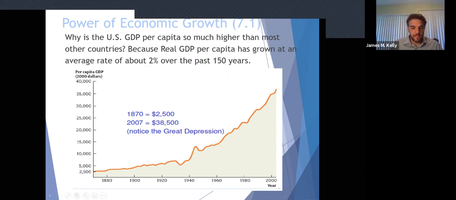All right, so that's the power of trying to promote growth in your economy, even if it is a seemingly small increase in the growth rate. If that small increase in the growth rate persists over long periods of time, then it can really lead to large changes in overall welfare in the economy.